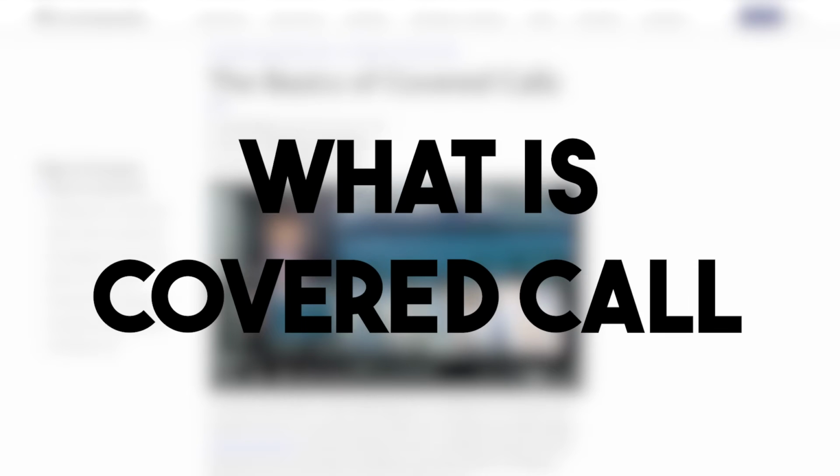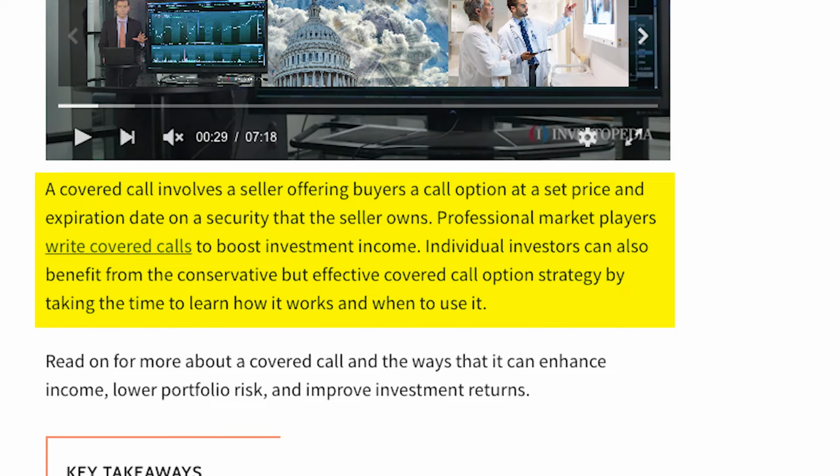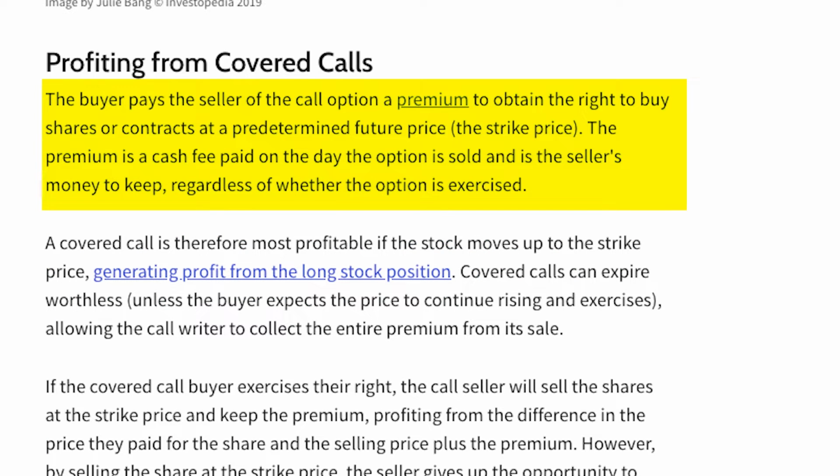So according to Investopedia, a covered call involves a seller offering buyers a call option at a set price and expiration date on a security that the seller owns. The buyer pays the seller of the call option a premium to obtain the right to buy shares or contracts at a predetermined future price, which is the strike price. The premium is a cash fee paid on the day the option is sold and is the seller's money to keep regardless of whether the option is exercised.